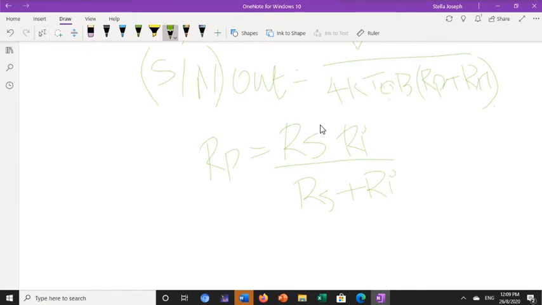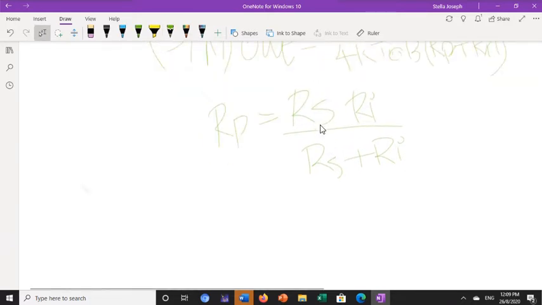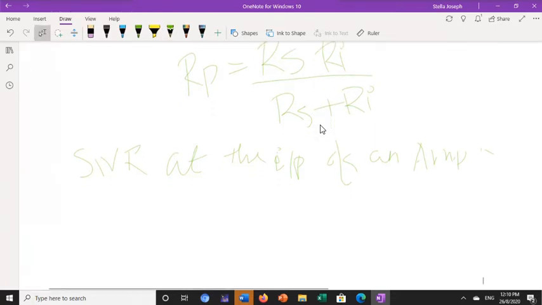So for the input of the amplifier, if I am finding SNR at the input of an amplifier, what are the things I need to consider? I need to consider only Rs and Ri, because Rn is connected at the output. So how will my equation become?